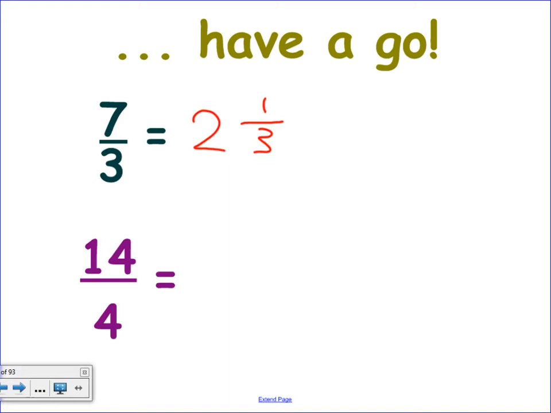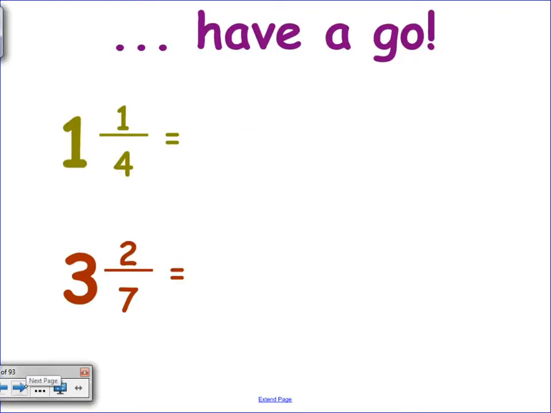So the same for the bottom one. I've got 14 over 3, which essentially means 14 divided by 3. How many times does that go? 3 times. Remainder 2. And it goes over. Did you leave it like that? Good. 2 over 4 simplifies. Always on the lookout, so it becomes 3 1/2.